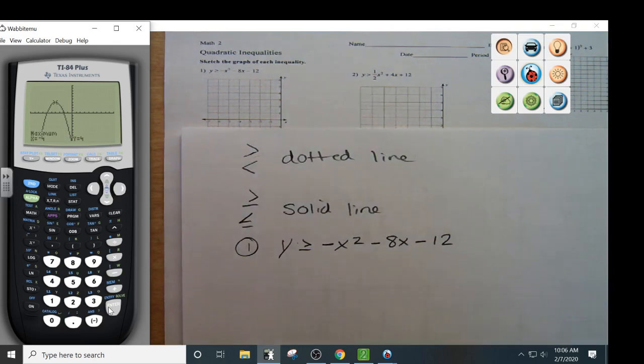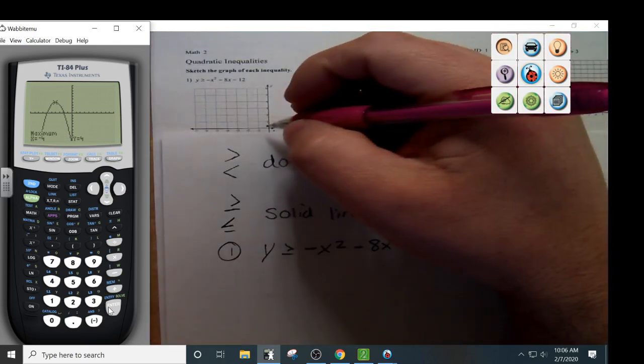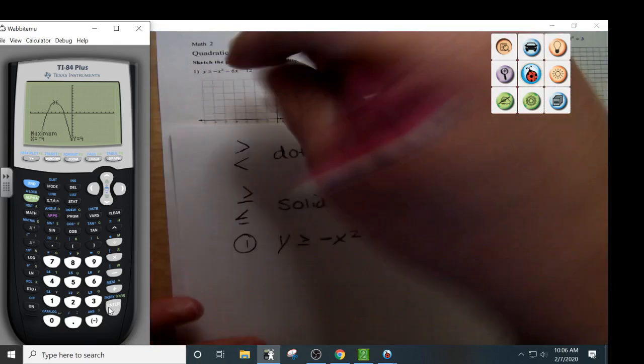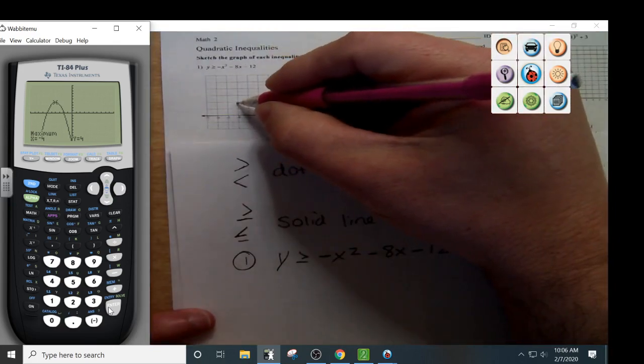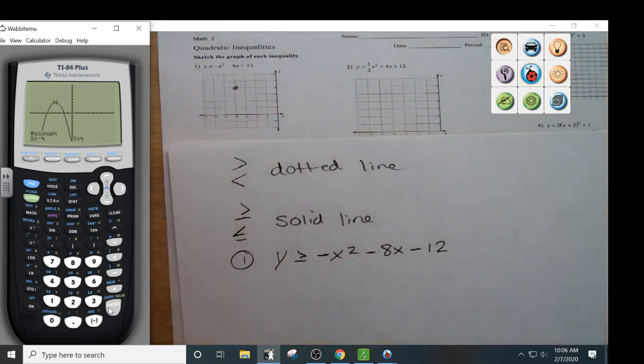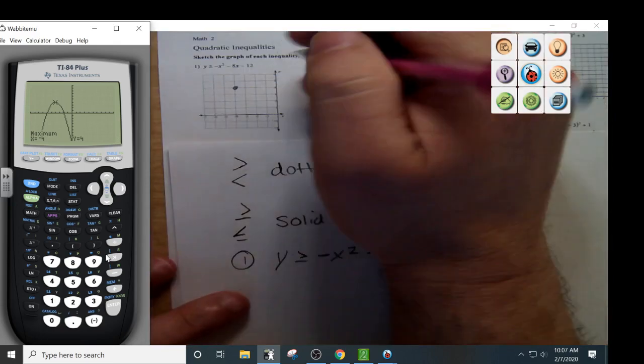So my vertex is negative 4, 4. I should have made it 1, 2. It looks funny. Let me look at it. It might be. Oh, it's just the calculator has a little bit of error in it, so we'll just round it to negative 4. That's actually error in the calculator.